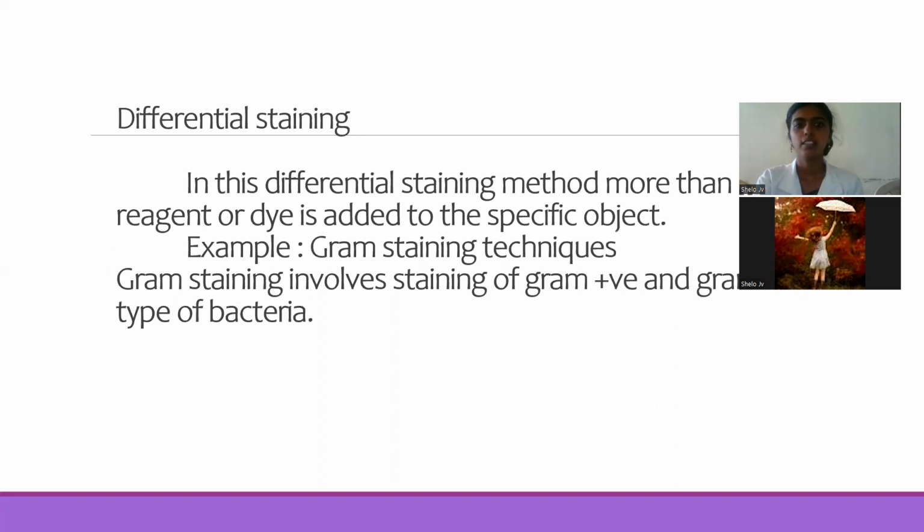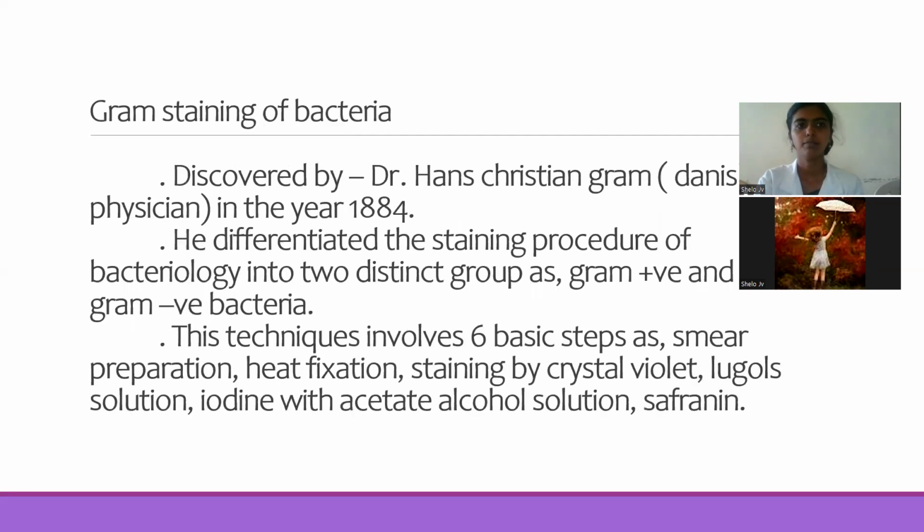Differential staining. In this staining method, we are using more than one reagent or dye, which is added to a specific object. Example, gram staining technique. The gram staining technique involves staining of gram-positive and gram-negative types of bacteria.